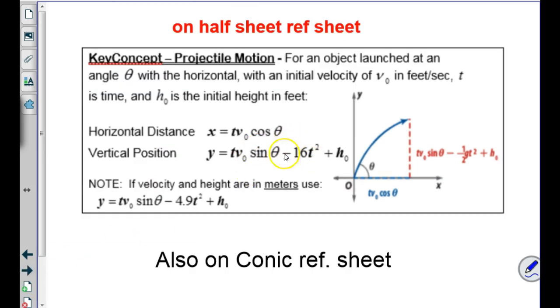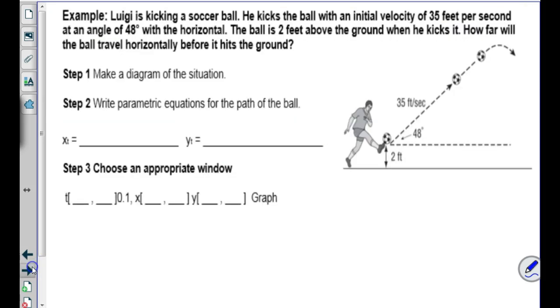This is what it looks like. It has a 16 here, 4.9 if you're using meters. We're going to do this question. You ready to try this? This is the real world, guys. This is things that are kicked at an angle or hit at an angle or thrown at an angle, not thrown straight up in the air because we want it to come back down and hit us on the head.